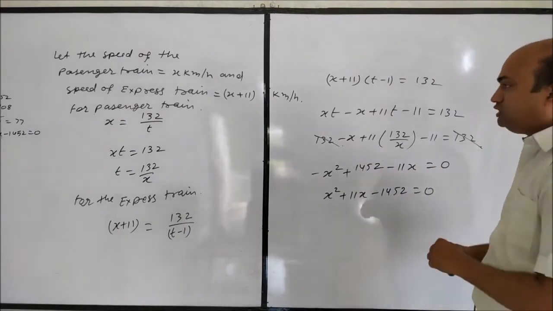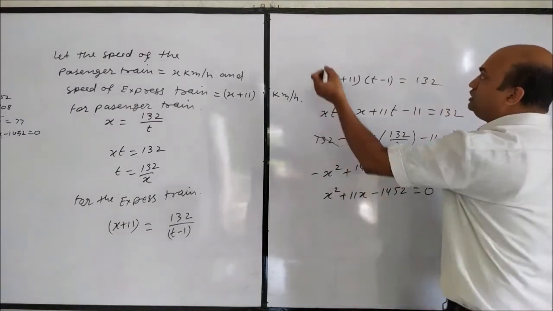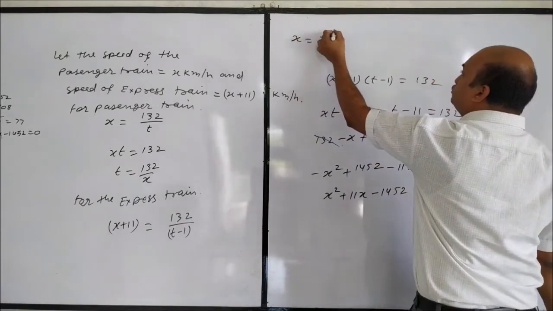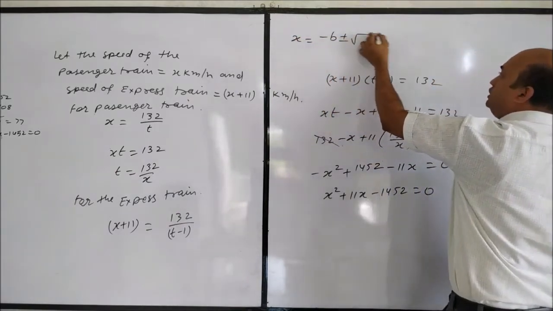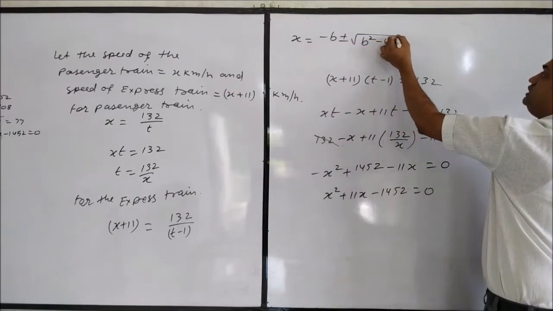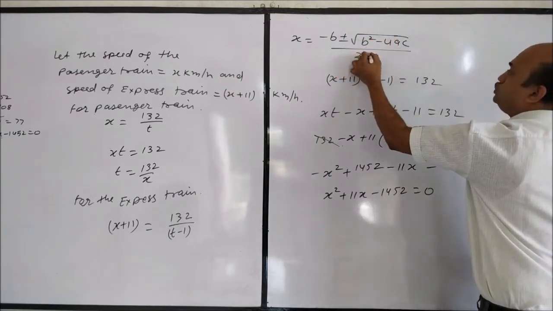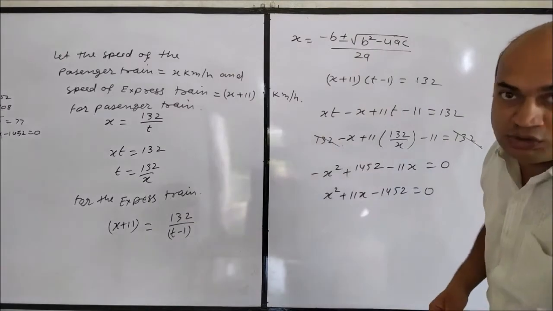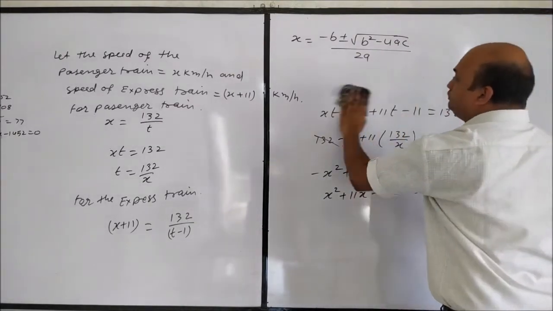Okay, we solve this quadratic equation by formula method. Formula is x is equal to minus b plus minus under root b square minus 4ac upon 2a. This is the formula. We put the values in this formula.